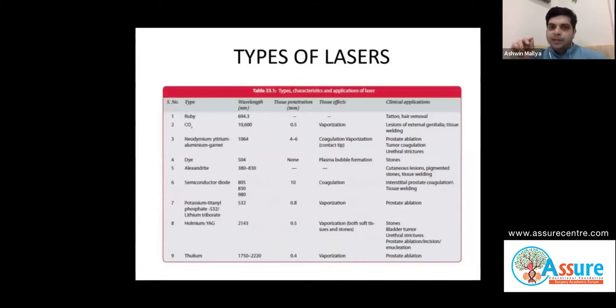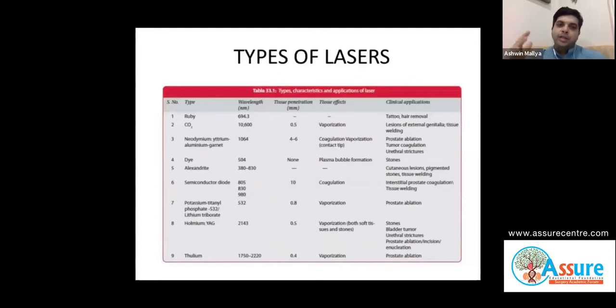So basically, this is the effect to which the laser energy is generating heat. What is the tissue effect that happens? Vaporization is occurring of the prostate tissue. The clinical applications of holmium are in stones, bladder tumor, urethral strictures, prostate ablation, or enucleation, whereas thulium is mainly used for prostate ablation.